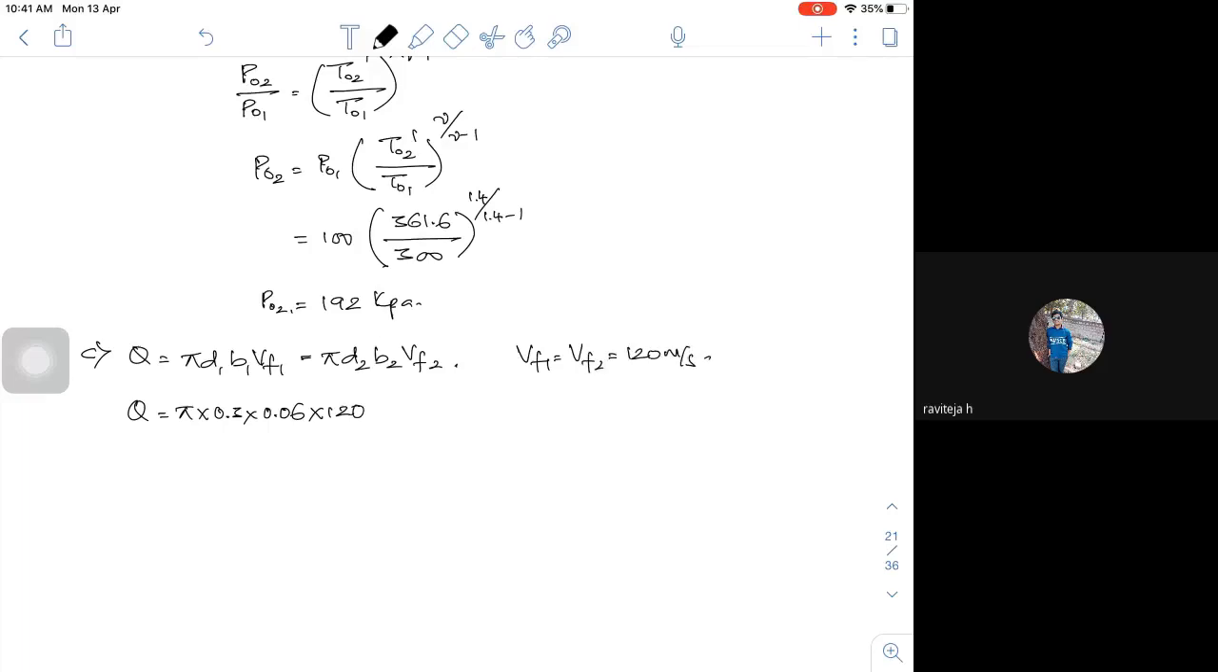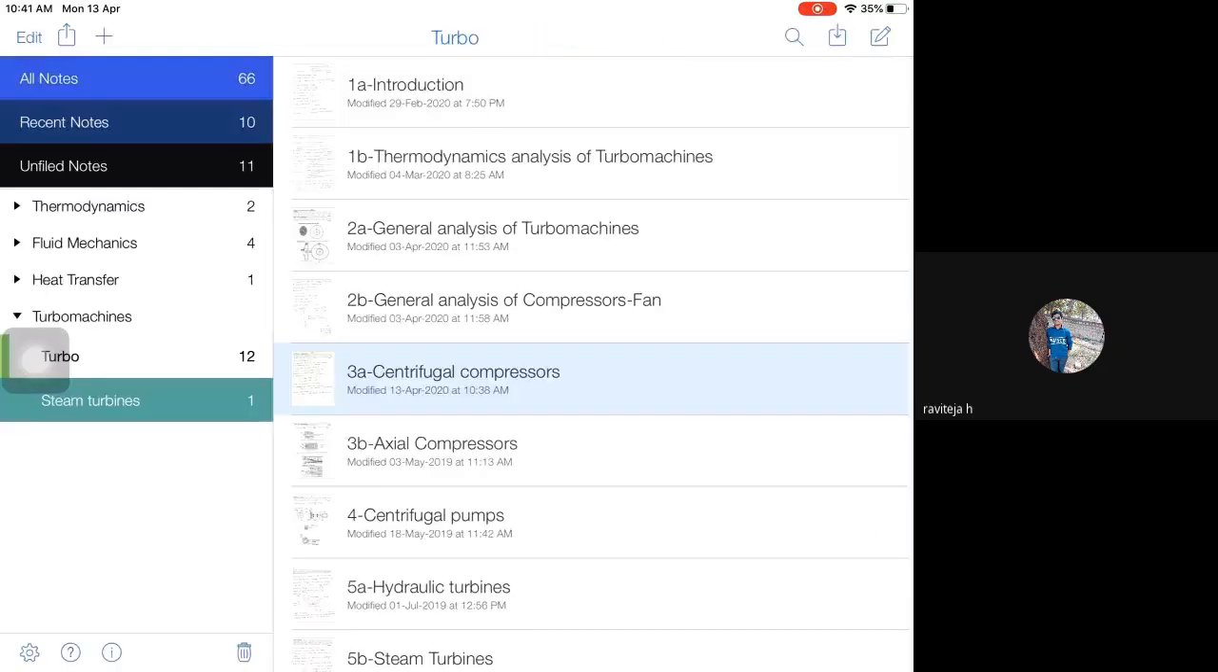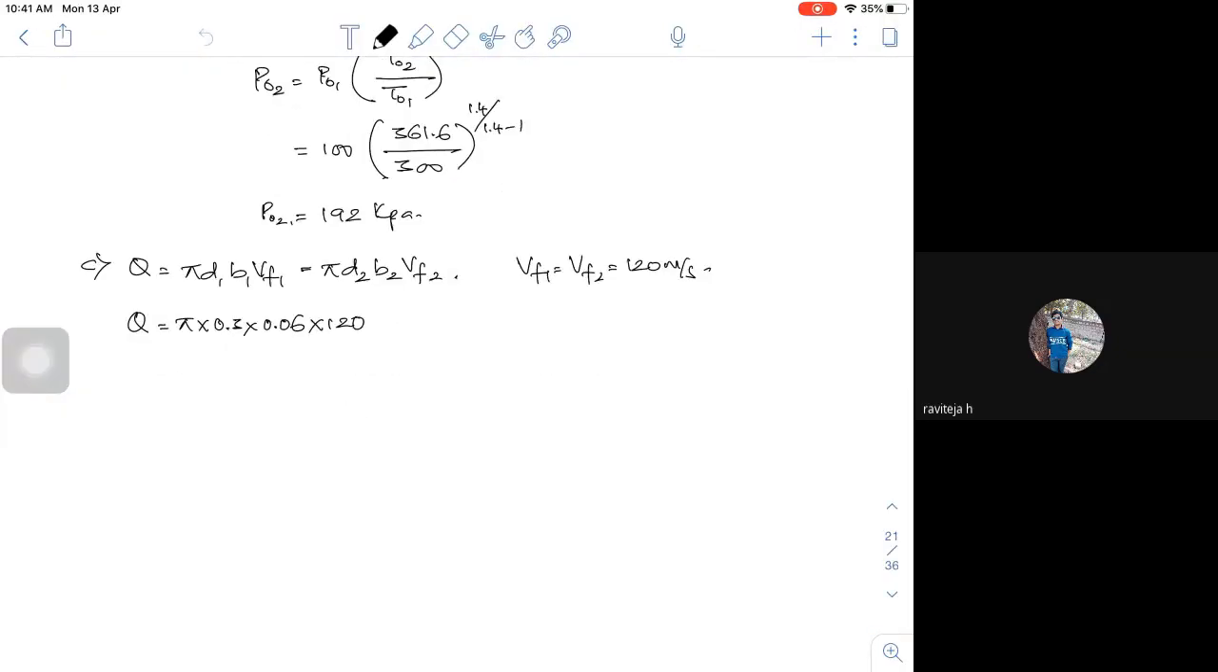I substitute everything in my calculator to get the corresponding value of Q. I'm getting around 6.78 meter cube per second.